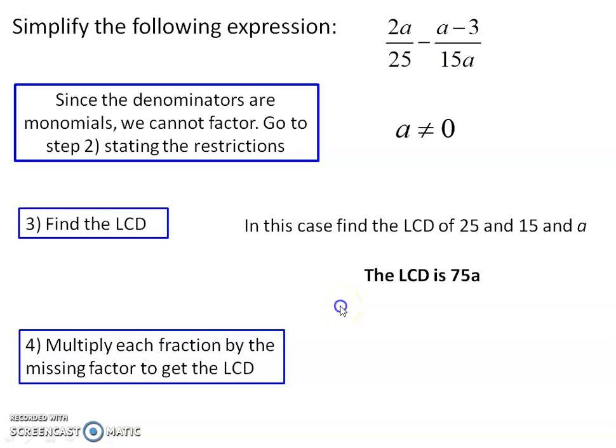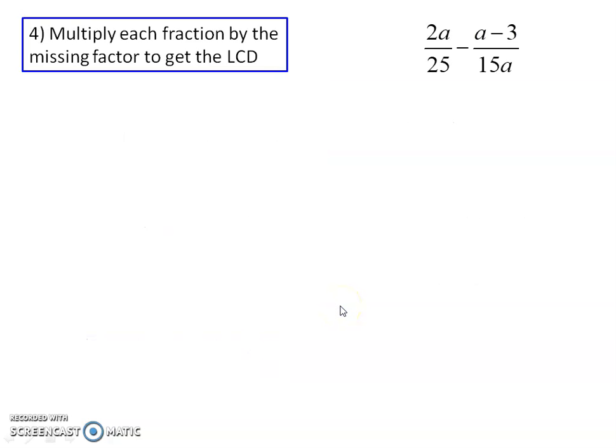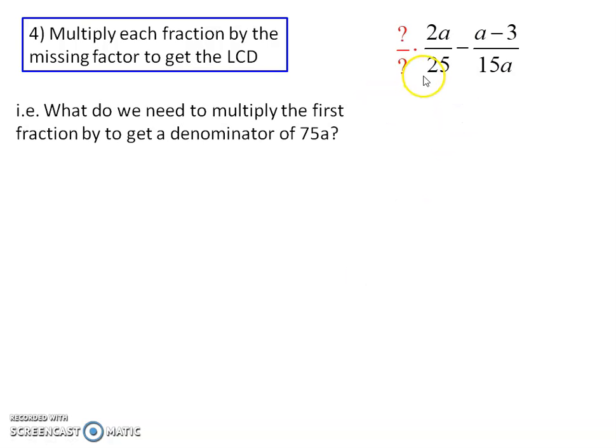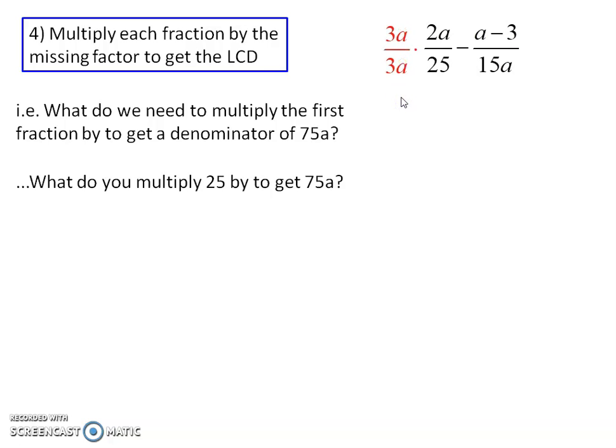Now, to figure out what to multiply each rational expression by to end up with that common denominator, what I'm asking is, what do I need to multiply this, top and bottom, to make sure that I end up with a denominator of 75a? Basically, what do I have to multiply 25 by to get 75a? And that answer is 3 and a. I'll multiply this through, 3a times 2a. And then at the bottom, I'll get 75a as my denominator.